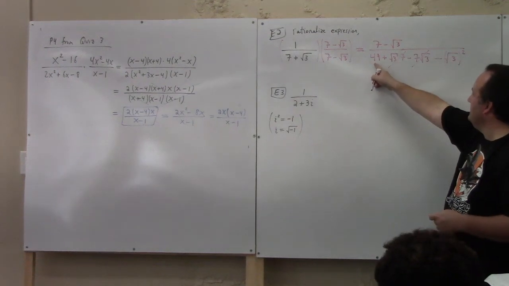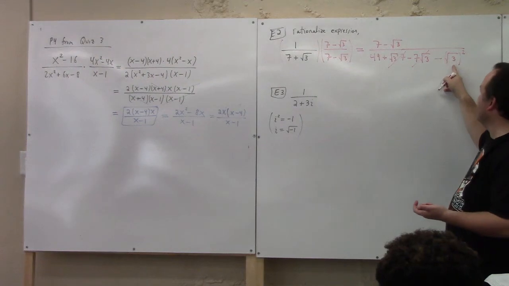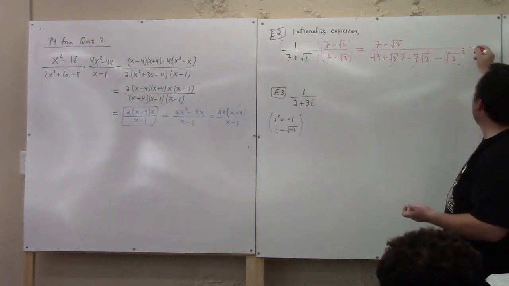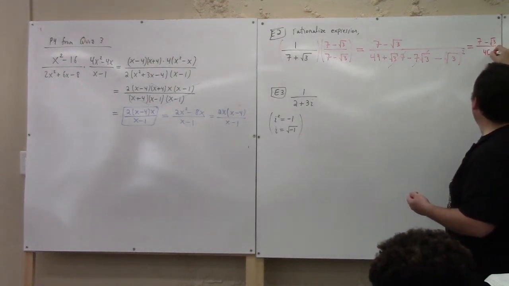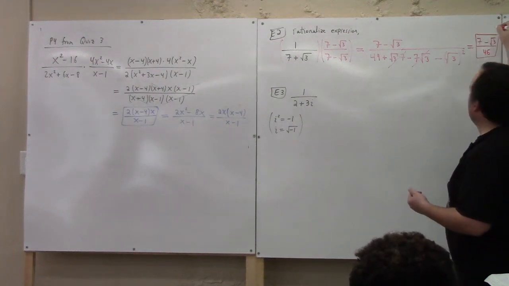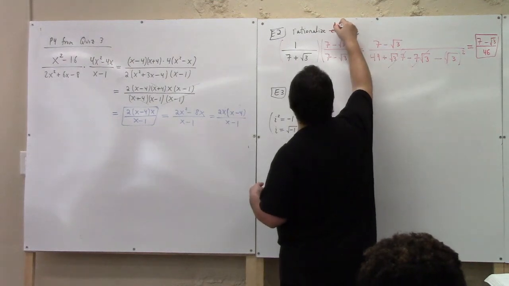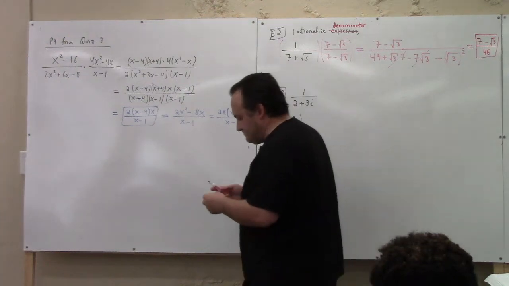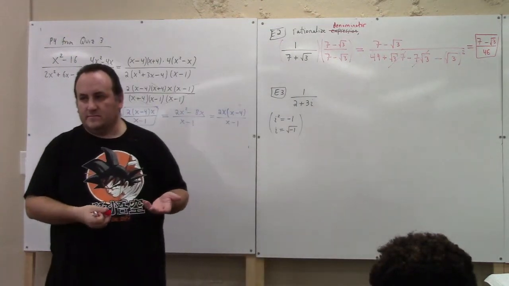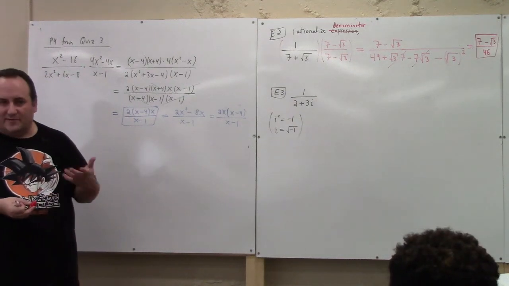So that's 49 minus the square root of 3 squared, which is just 3. So 49 minus 3 is 46. So what we have is 7 minus the square root of 3 divided by 46. And there you go. We have rationalized the expression. I should really say rationalized the denominator. That's what I'm talking about here. There's still a radical in the expression. It's just moved to the numerator now, and you can't really get rid of it. It's there somewhere.